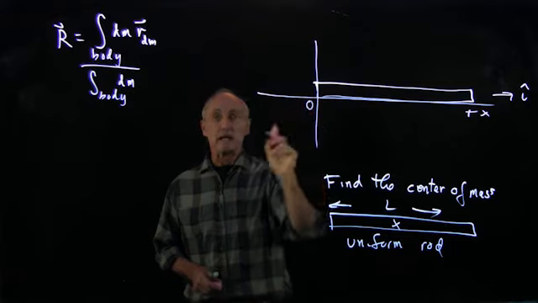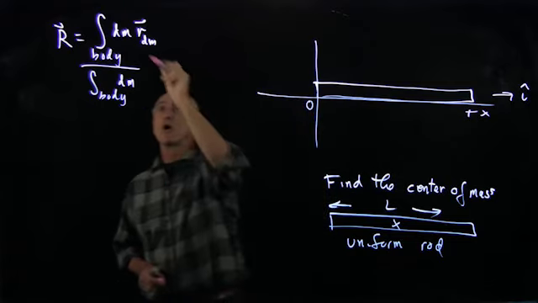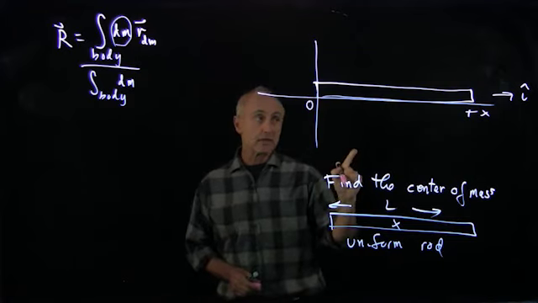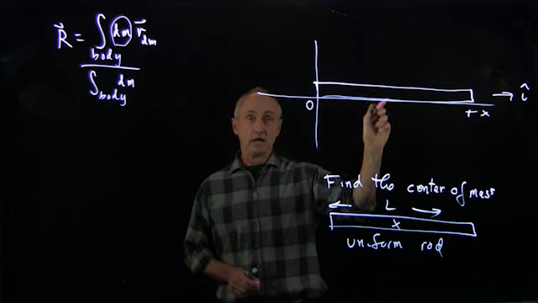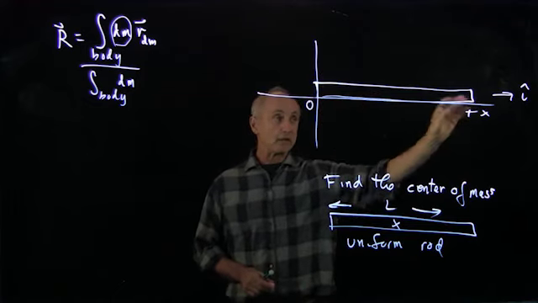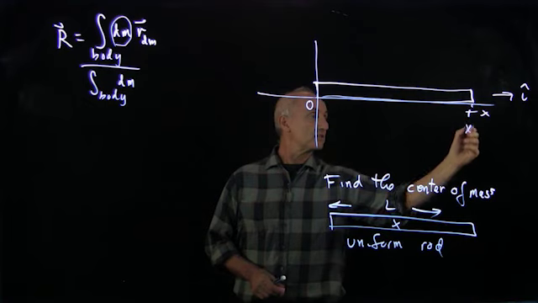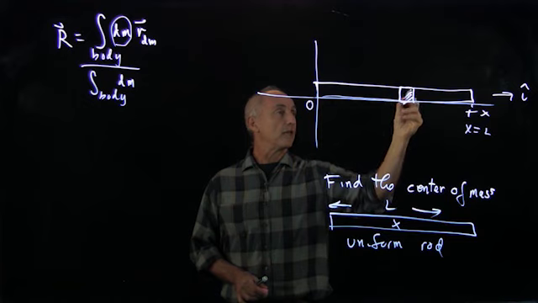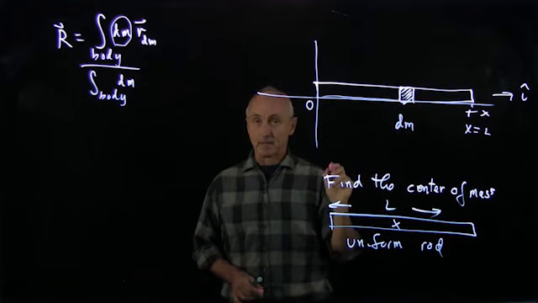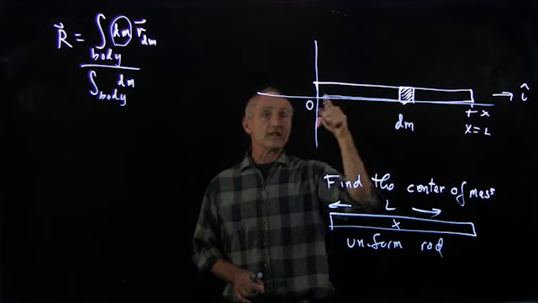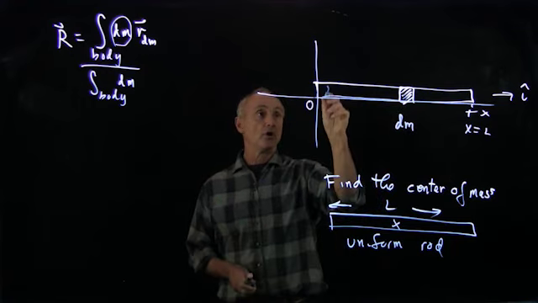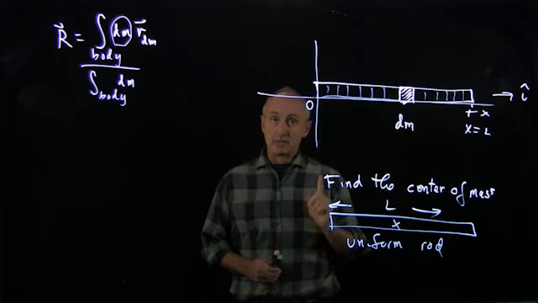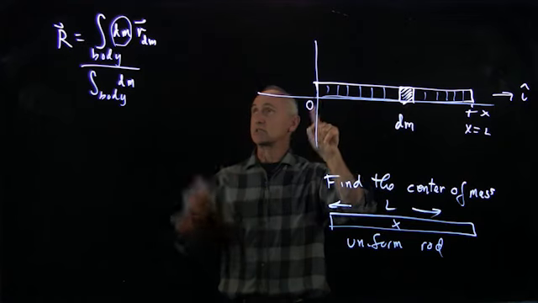Now, here comes the crucial thing. In this argument, dm is the infinitesimal mass element, and I want to pick that at an arbitrary place in the object. I don't want to pick it at the origin. I don't want to pick it at the end. Note down here, this is x equals L. So I'll arbitrarily pick an infinitesimal element. I'll shade it in, dm. That represents what I'm going to make my summation over when I do my integral. I'm going to add up all these dm's. And the point is that the dm's are different distances from the origin.